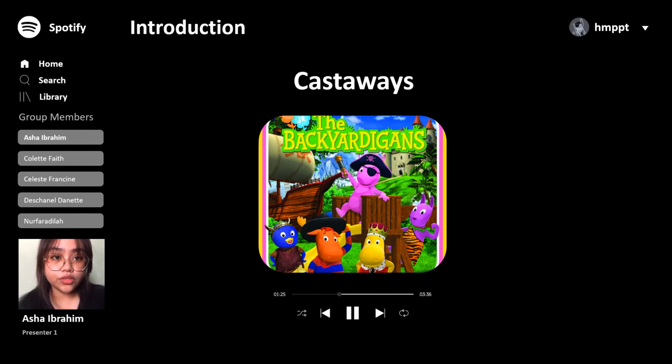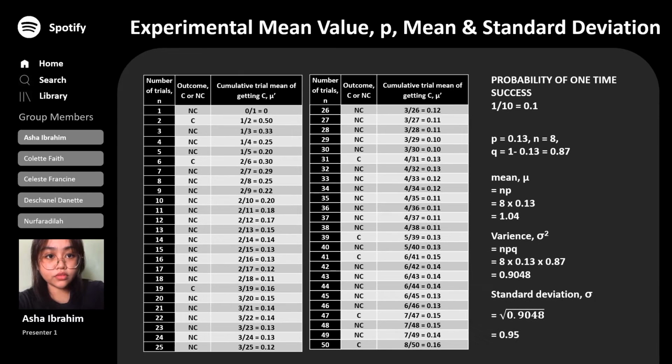The event that we chose is the probability of playing Sir Marcus' favorite song, which is Castaways by the Backyardigans, in a playlist which consists of 10 songs. We obtained the value of p, which is 0.13, by shuffle playing the songs 50 times.